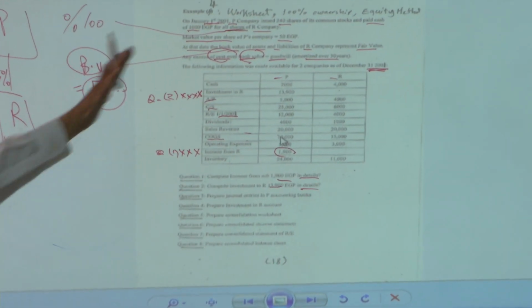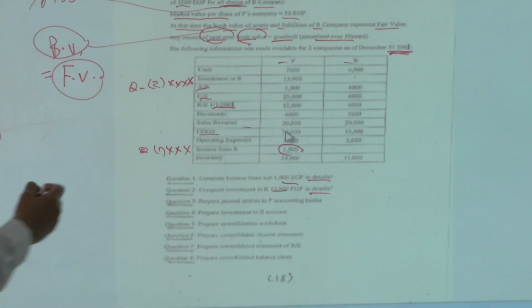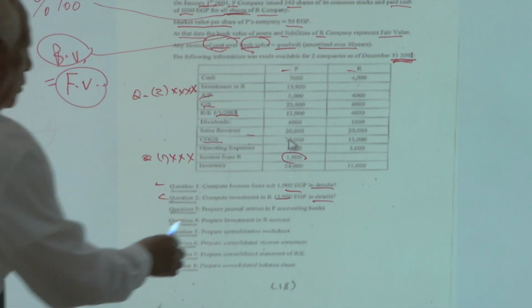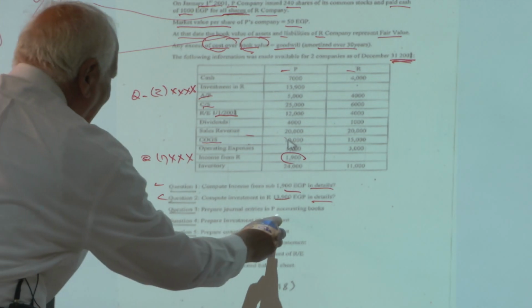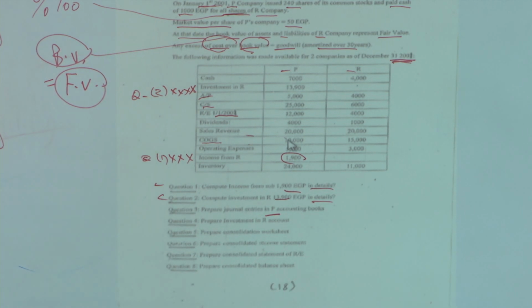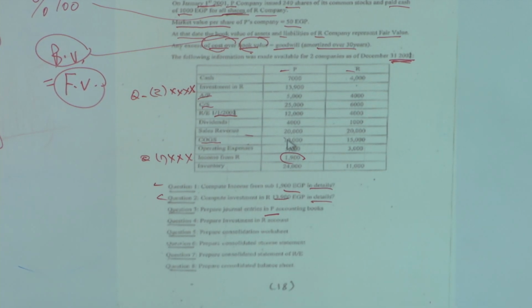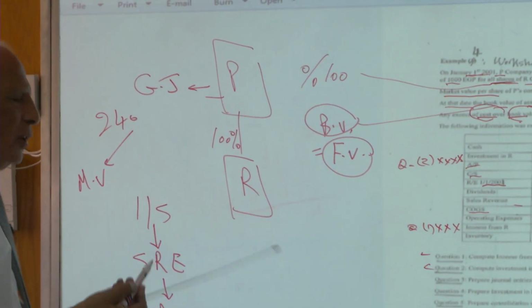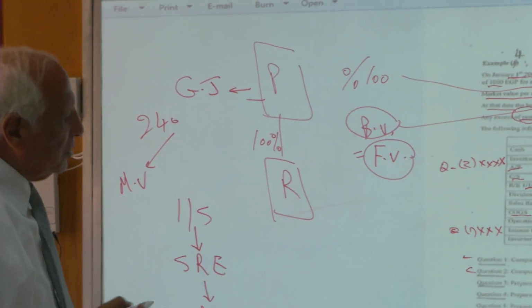Now, question 1, yes. Question 2. Question 3. I ask you to prepare journal entries in B's account books. Journal in B. Why B? Because B is the parent and they are subsidiaries. That means I need the general journal in company B. We need to know how many journal entries. I'm going to show you the answer to this one.